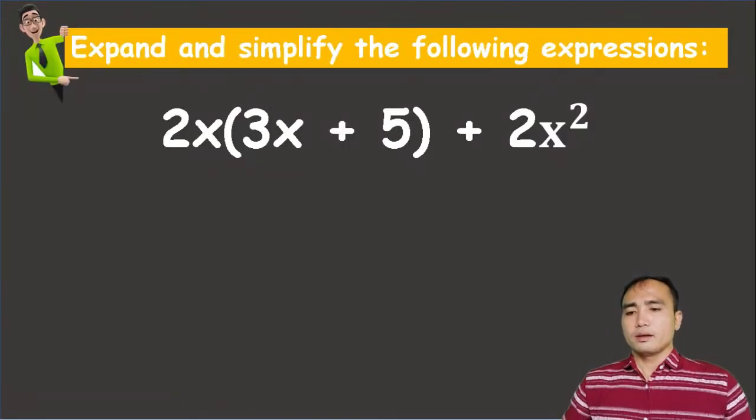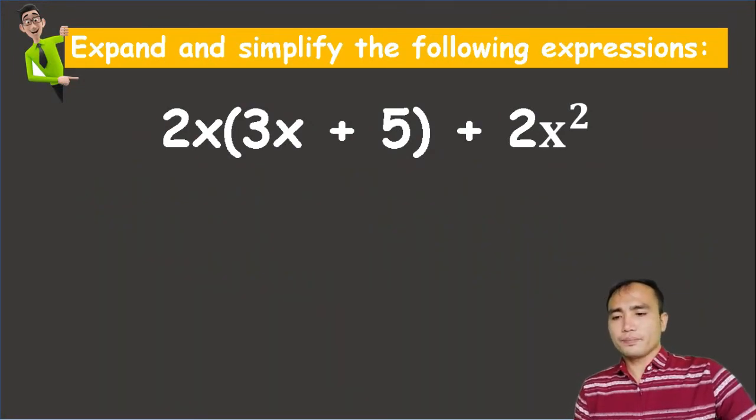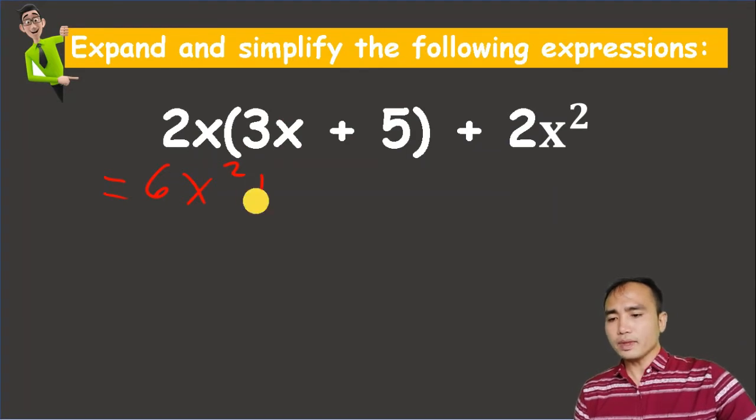Okay, expand and simplify the following expressions. First, let us multiply or distribute 2x to each term of the group. 2x times 3x is equal to 6x squared. Next, 2x times 5 is equal to 10x. Then copy plus 2x squared.